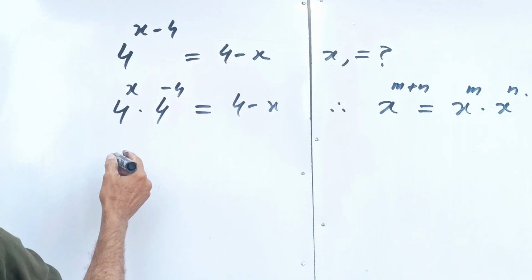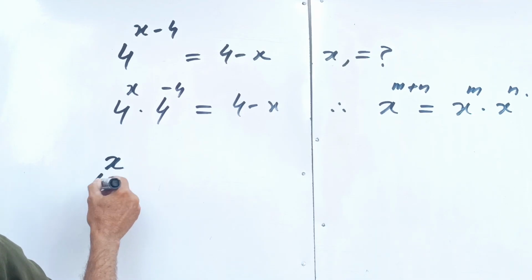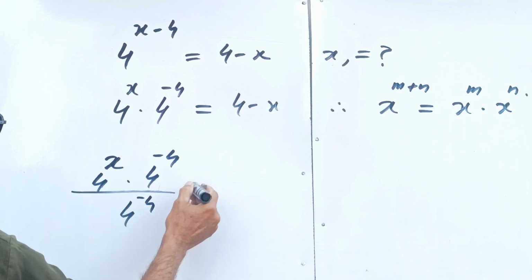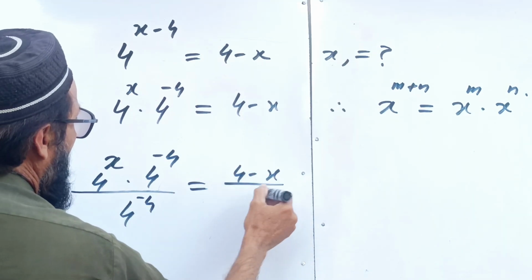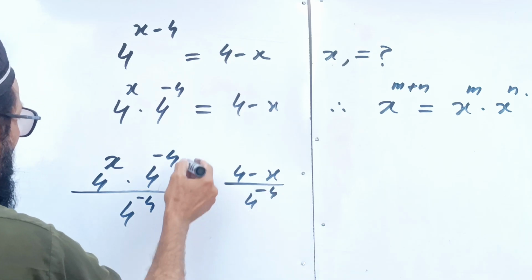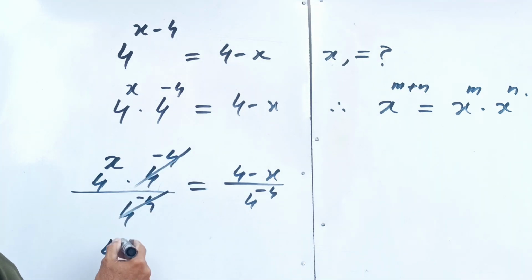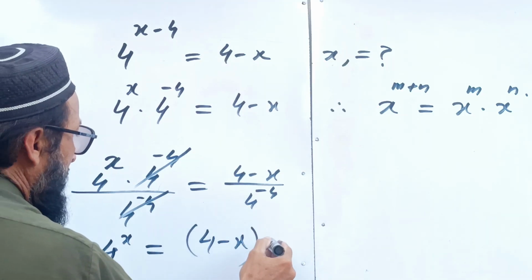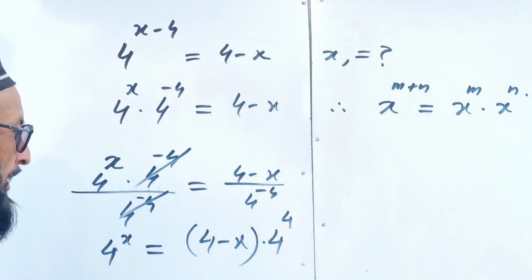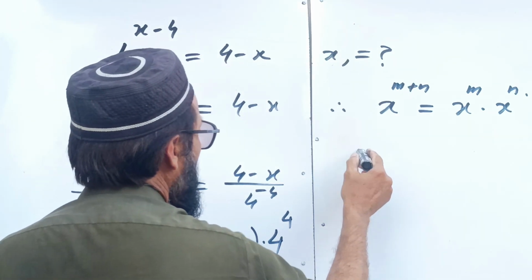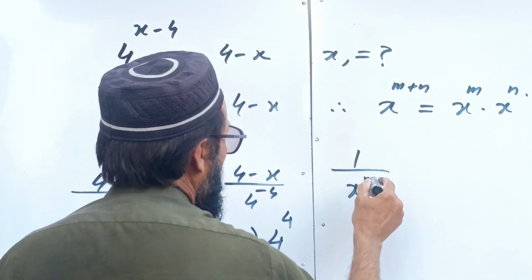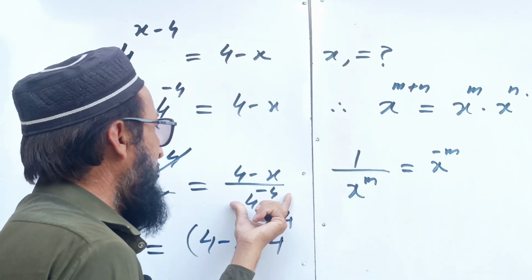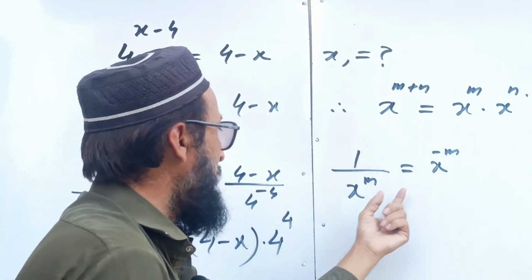Dividing both sides by 4 exponent of minus 4, we get 4 minus x divided by 4 exponent of minus 4. So this is cancelled, so we get 4 exponent of x is equal to 4 minus x, and this is transferred to the upside, so its sign is also changed. And according to the rule, 1 divided by x exponent of m is equal to x exponent of minus m. The denominator is in this form, so we can change it in the form of this one.